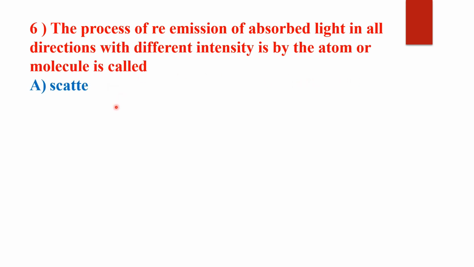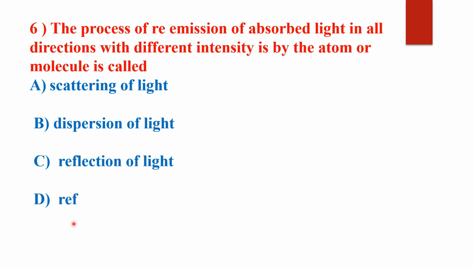Next, the process of re-emission of absorbed light in all directions with a different intensity by the atom or molecule is called: scattering of light, dispersion of light, reflection of light, refraction of light. Here, this process is called scattering of light. Option A is correct. Okay.